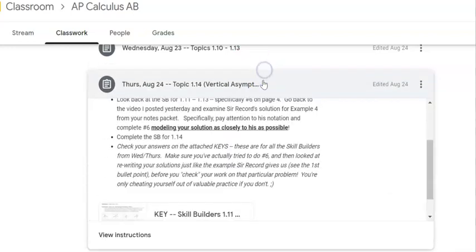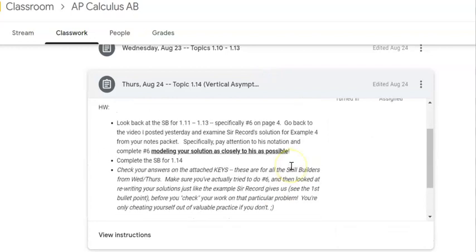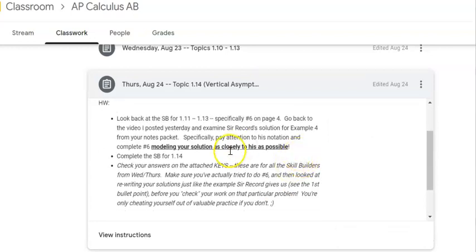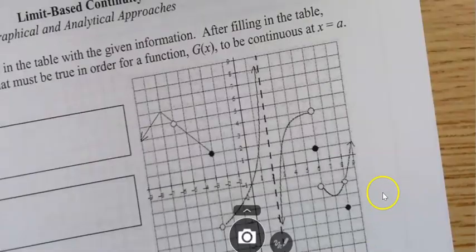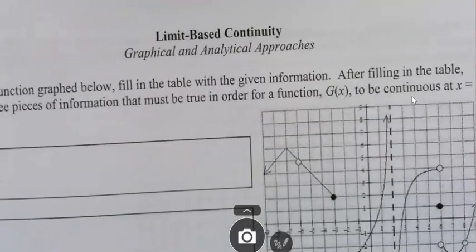I'm not sure. But the video that goes with the notes packet for 1.14, actually yesterday, 1.13 maybe. Let me find the video for you real quick. But I referred that to you and said, look at this, make sure you watch his notation as he completes number 6 and model your solution as close to his. So the point is, I'm not going to find it, you guys can find it, is that this is that same type of problem that we are looking at here now on this particular worksheet.